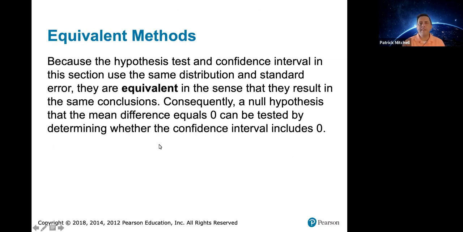Because the hypothesis test and confidence interval in this section use the same distribution and standard error, they are equivalent in the sense that they result in the same conclusions. So consequently, a null hypothesis that the mean difference equals 0 can be tested by determining whether the confidence interval includes 0. You've seen that a couple times before.